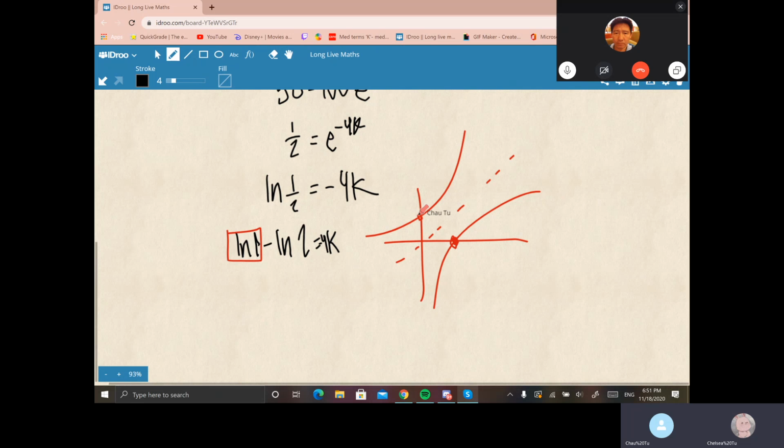Well, what are the coordinates here? 0, comma 1. Yeah, 0, 1. 1, comma 0. Yeah, it's a reflection. So what's the natural log of 1? Chelsea? What's the natural log of 1?